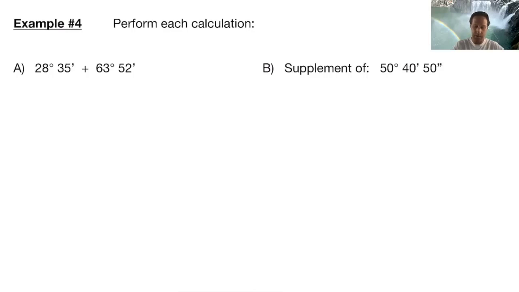And I highly suggest that, just like you learned in early elementary school, you line up and stack them according to their position. And so when we did that with decimals, we made sure that everything was aligned with our like terms. Same thing with these. So we got 28 degrees and 35 minutes. We're going to add that to 63 degrees and 52 minutes.